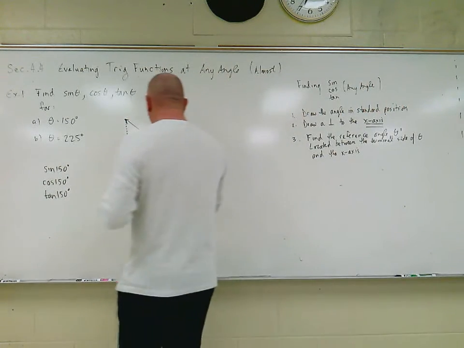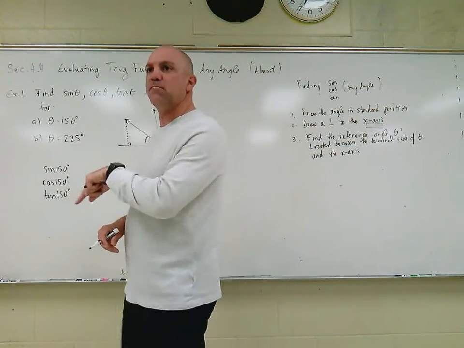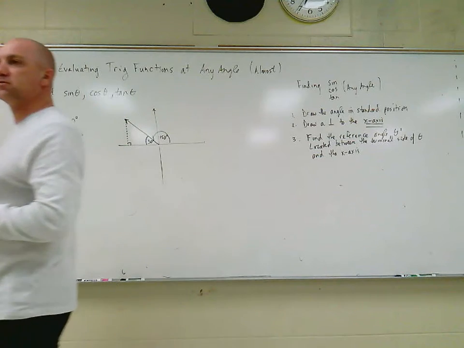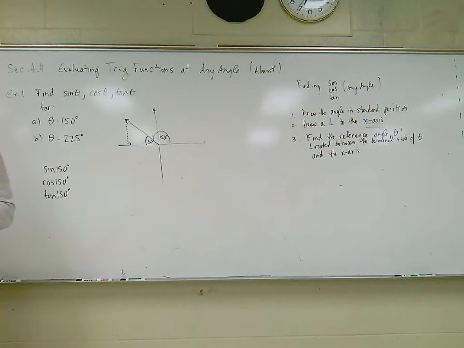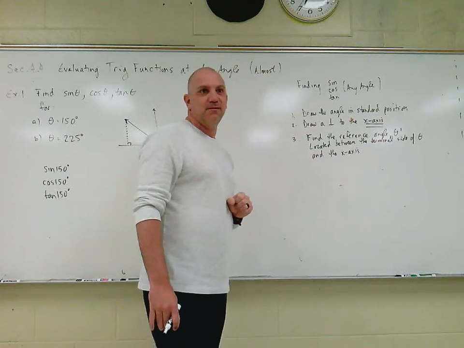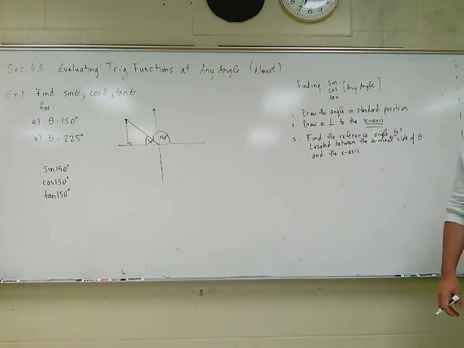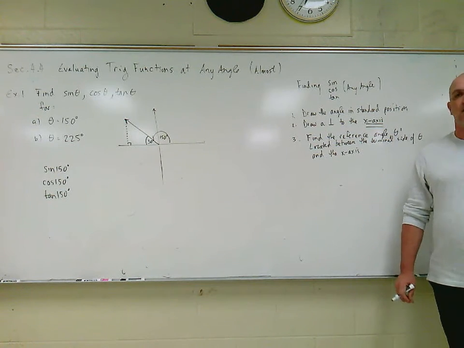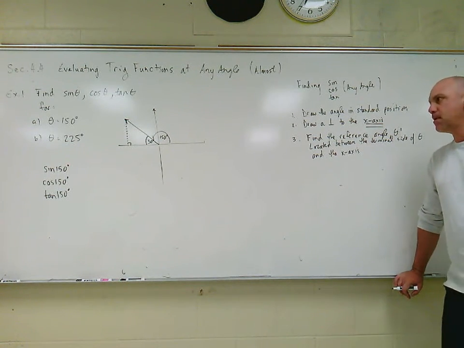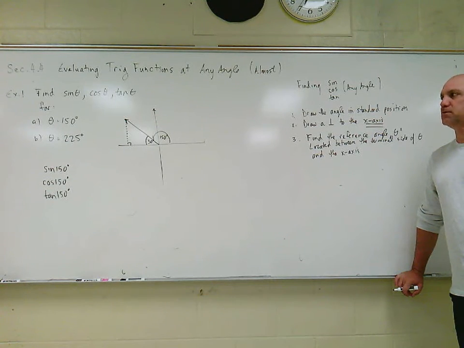So what is it? 30. Now if you get 30, 60, or 45, you now know the sides of the triangle. If you don't get 30, 60, or 45, forget about working the problem. That's why I put evaluate trig functions at any angle, almost any. Because they have to give us a 30, 60, or 45 for us to continue. Then there's a way to not know the angle and work it, and I'll show you from there. But if they give us an angle, we've got to hope that we get a 30, 60, or 45.